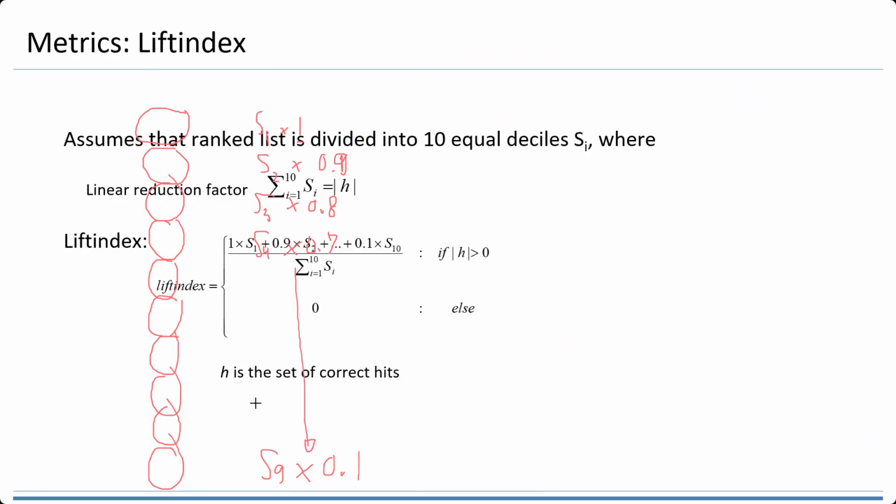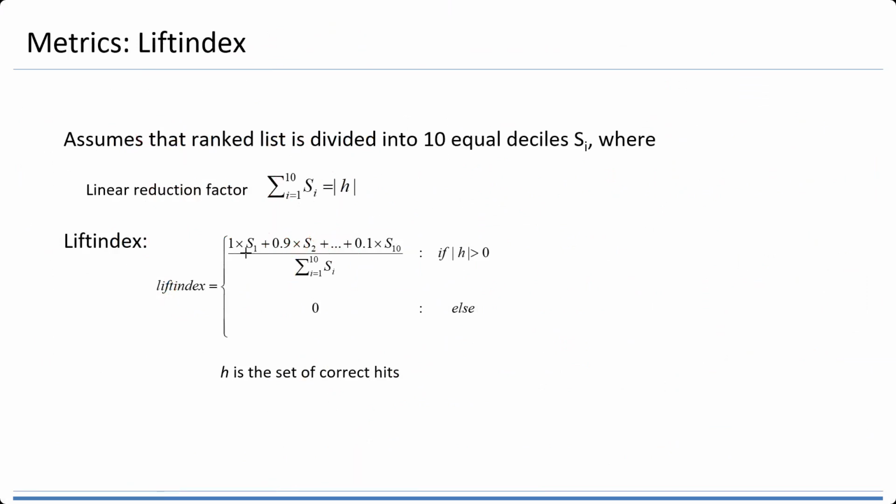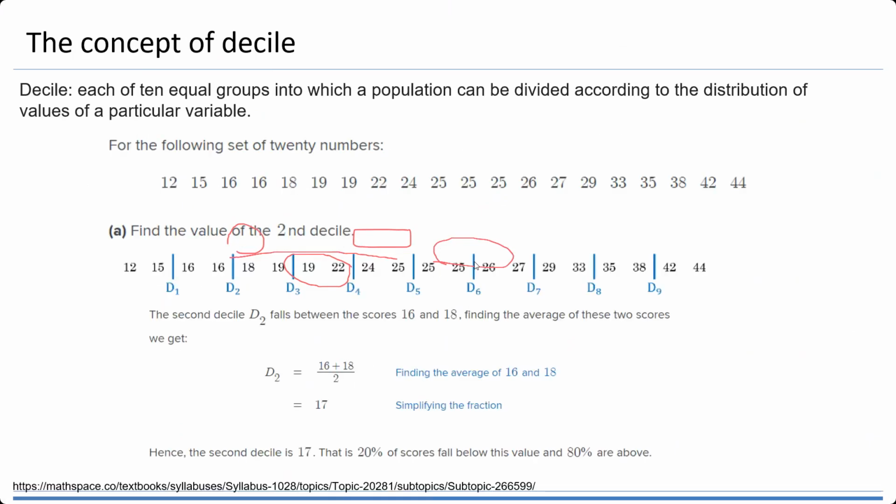So this one is S10, multiplied by 0.1. So you can do the summation. If it is in S1, we multiply by 1. If it is in S10, we multiply by 0.1. And then we divide by the total of S. So we will check if the position H is available or not. If H is higher than 0, then we will calculate it.